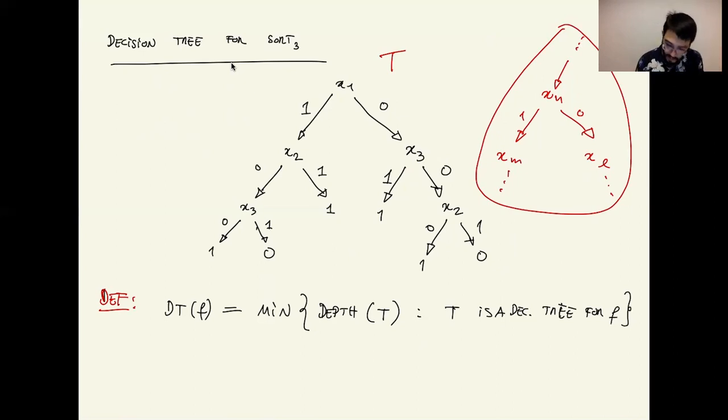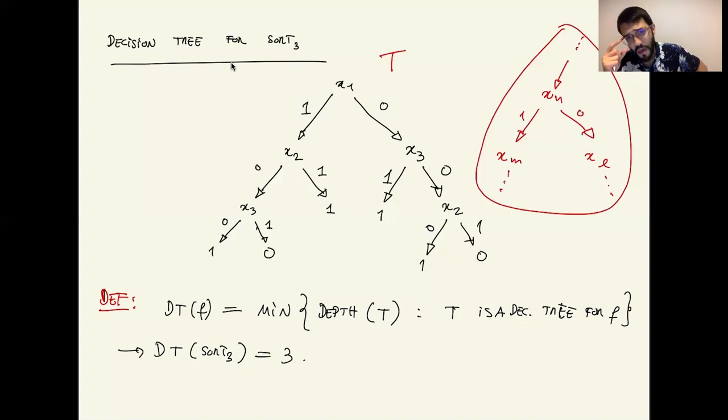So what is depth? Well, we can guess. 1, 2, 3. Okay, so the depth of this tree is 3. So you can actually show that the decision tree complexity of sort 3 is 3. And so you take all these trees, and the one that has the smallest depth gives the complexity. That's the optimal tree you can write to compute your function.